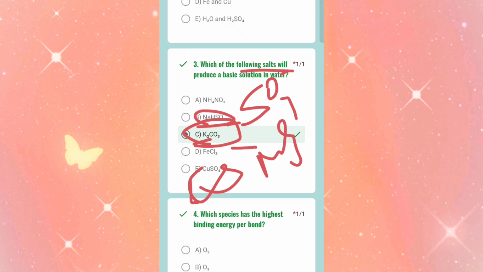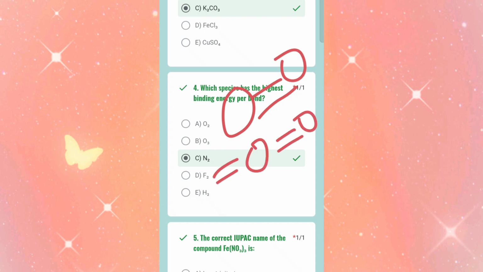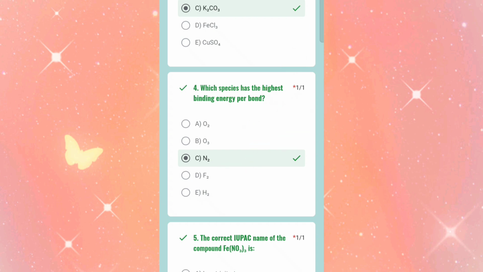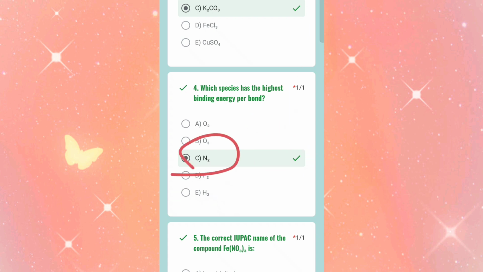Okay, salts. Okay, which species has the highest binding energy? Highest binding energy is the one which has more bonds. Okay, O2 has two bonds, O3 has two bonds and one coordinate covalent bond, and N2 has three bonds, that is stronger, so it has the highest binding energy per bond as compared to the given molecules. Okay, F2 has a single bond. Okay, S2 also has a single bond. Okay, so the correct answer will be N2, C.